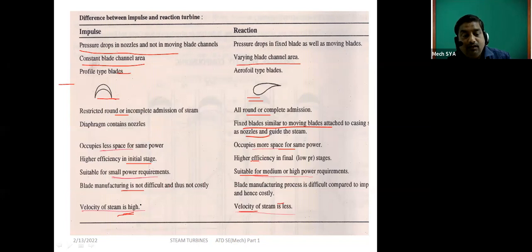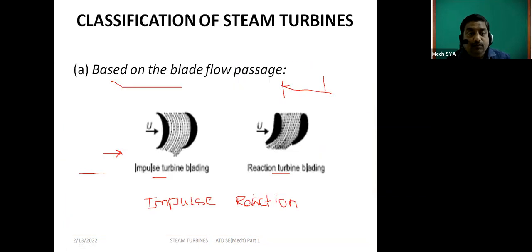Velocity of steam is high in the impulse turbine because the whole pressure is converted into kinetic energy in the impulse stage only. In the reaction turbine, the velocity of steam is less. So these will be the points.